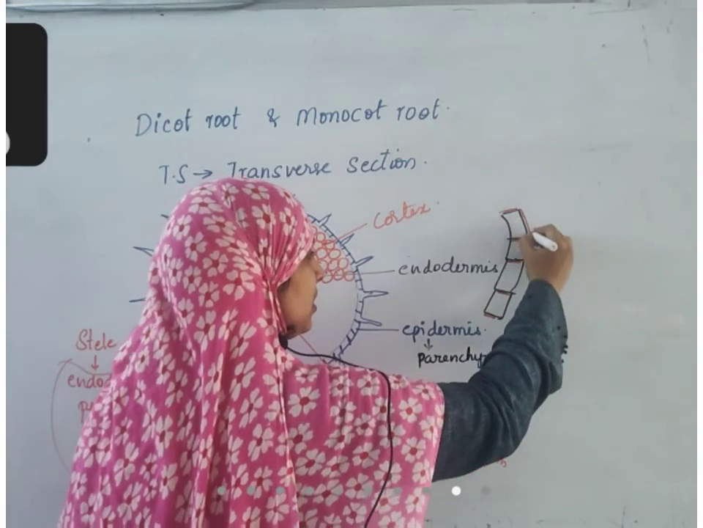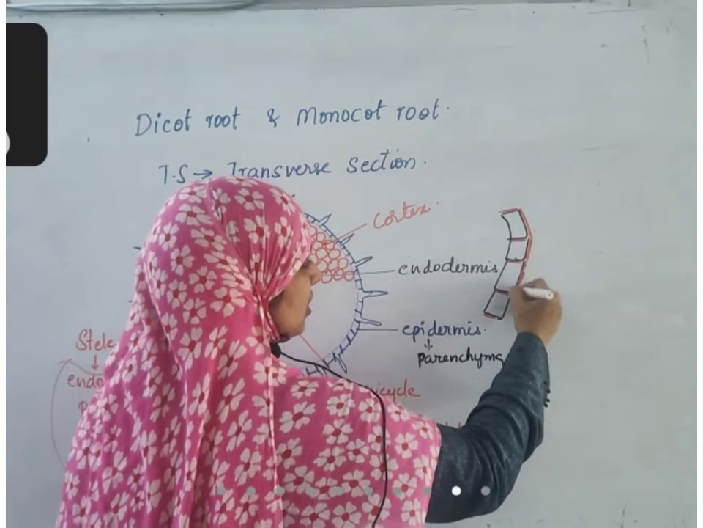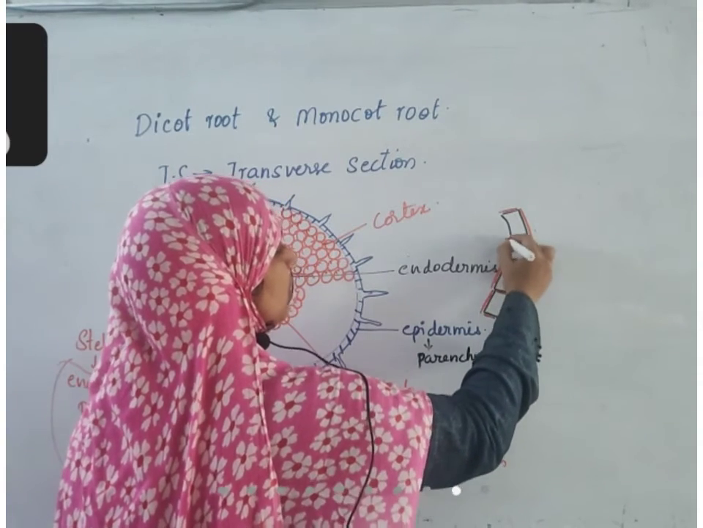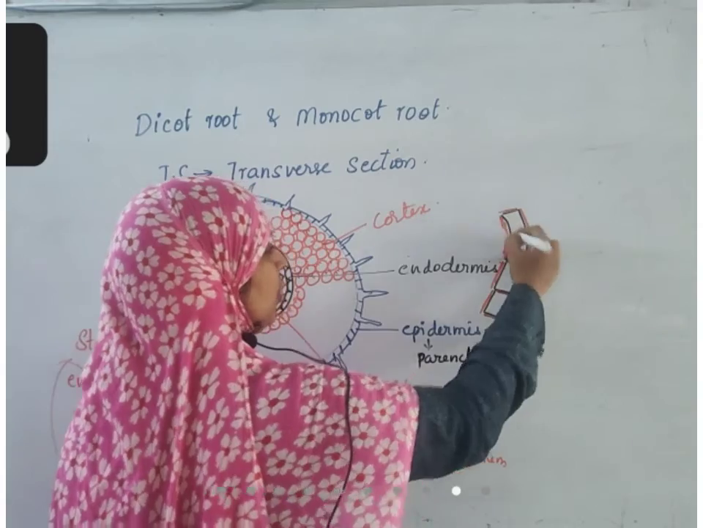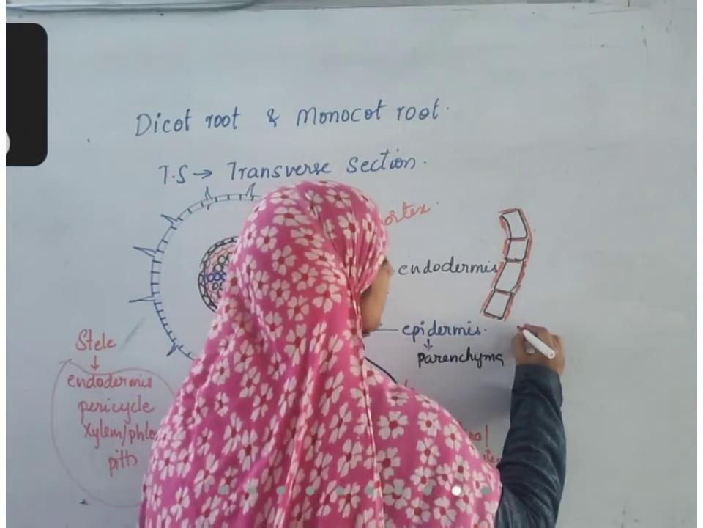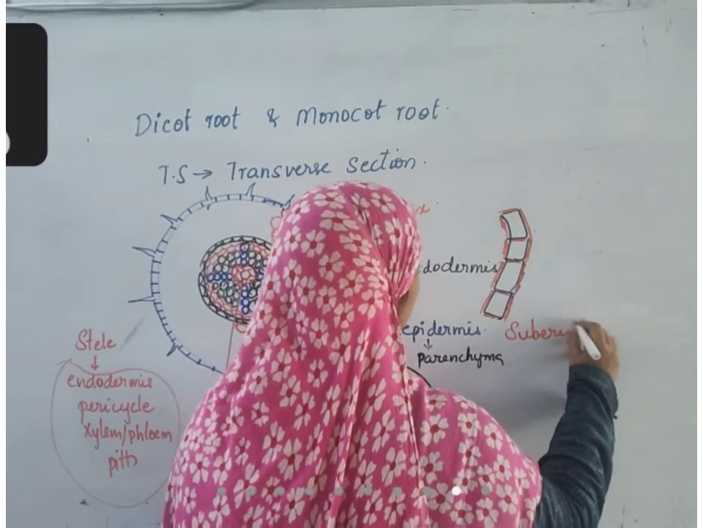Tangential region means this is the tangential region. This side also, this side also. In a radial region and tangential region, what is present? Suberin is present. Okay.